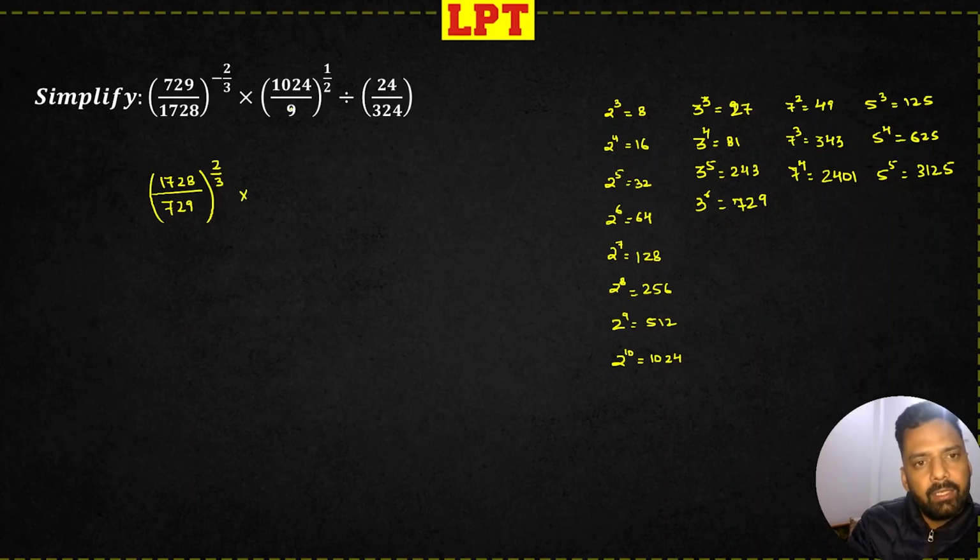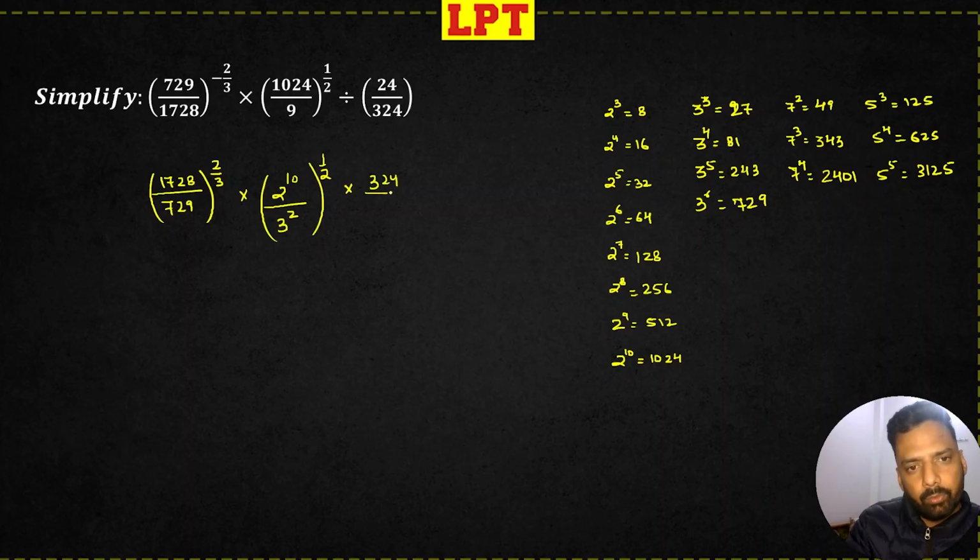And यहाँ पे I have 1024. 1024 I can see it is 2 to the power 10. इसको we can write as 2 to the power 10. 9 को I can write as 3 to the power 2 and it is 1/2. अभी डिवीजन है तो डिवीजन को if I use a multiplication तो it will be 324 by 24. Okay, now clearly 1728 is the cube of 12.